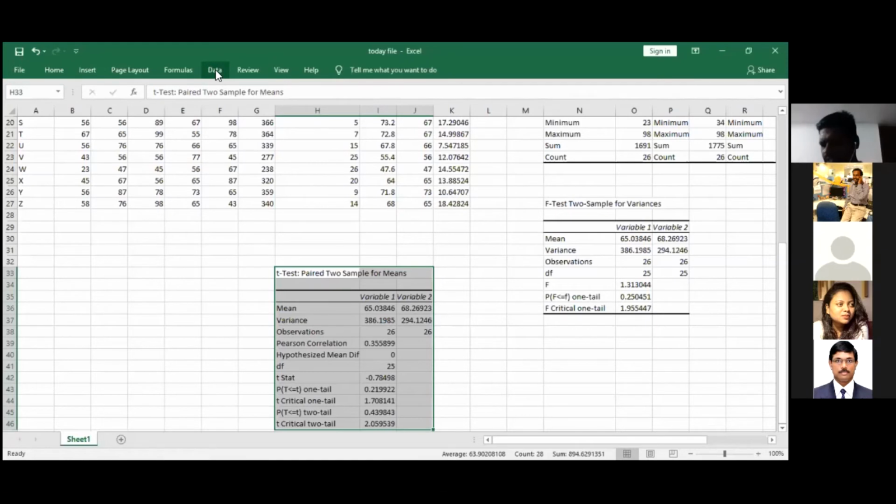If the p value is less than the table value, yes, the null hypothesis is rejected. Then if the p value is greater than the table value, the null hypothesis is not rejected. If the p value is less than the table value, the null hypothesis is rejected. If the p value is greater than the table value, it is not rejected.